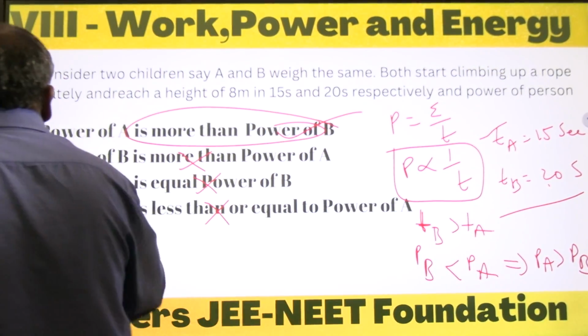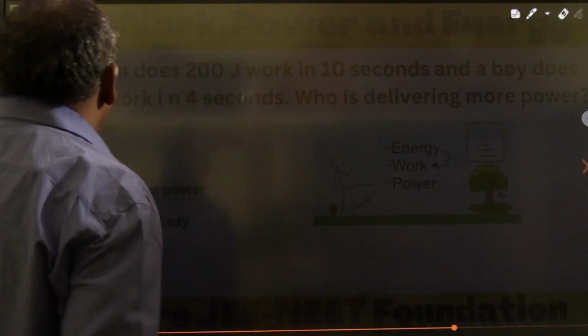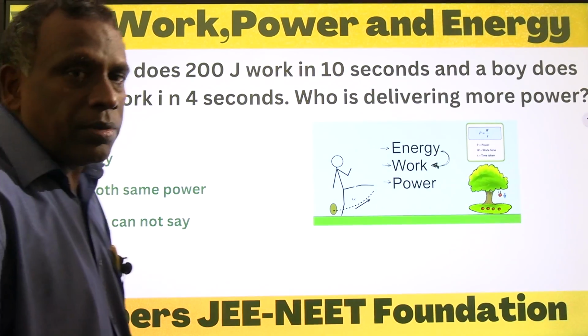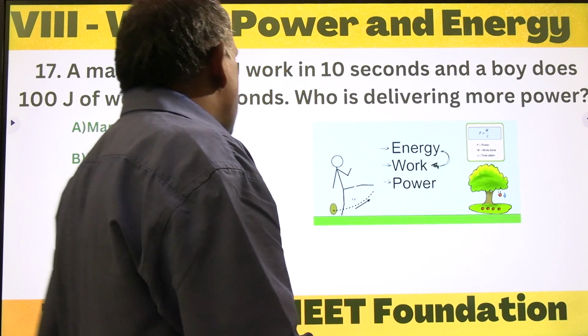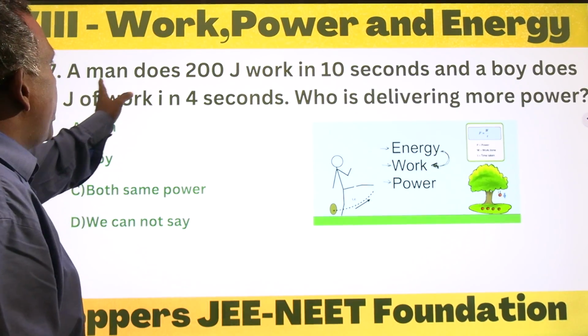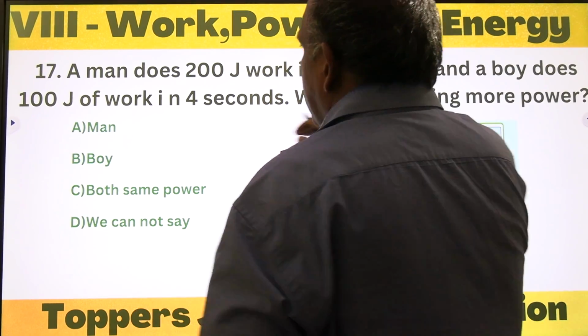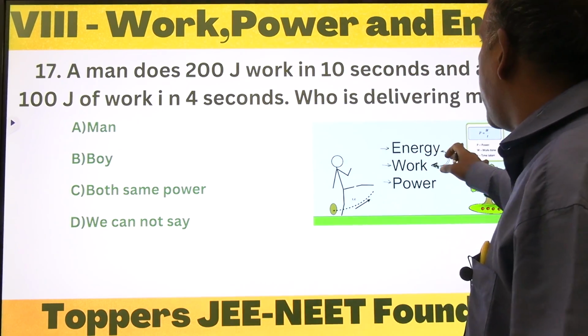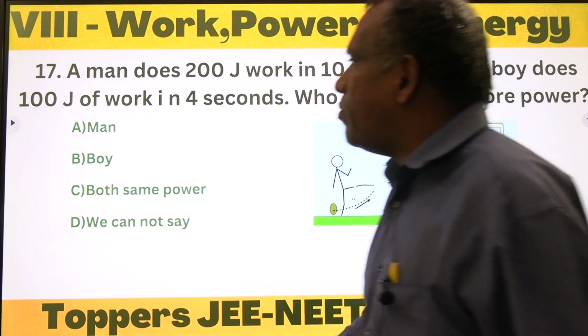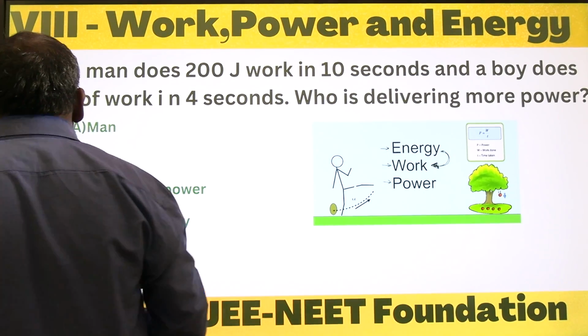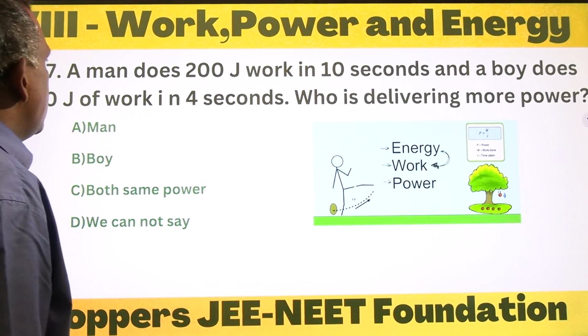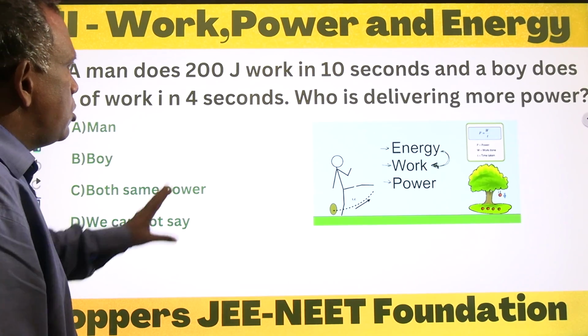Okay, so next question. That is the 16th question. The 16th is maybe a repeated or simple question. So next, the 17th: a man does 200 joules of work in 10 seconds. A boy does 100 joules of work in 4 seconds. Who is delivering more power? Similar question.